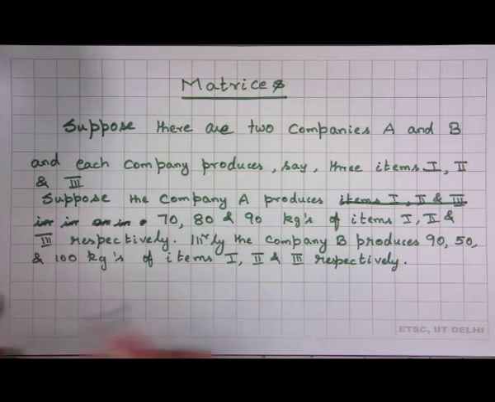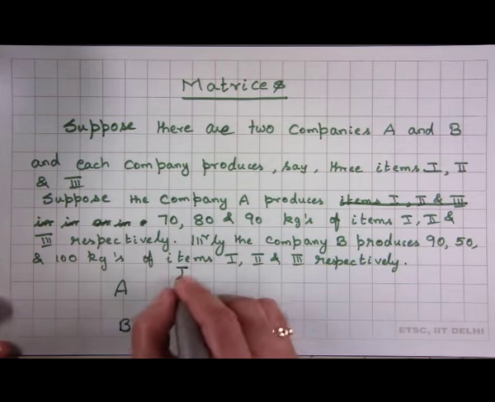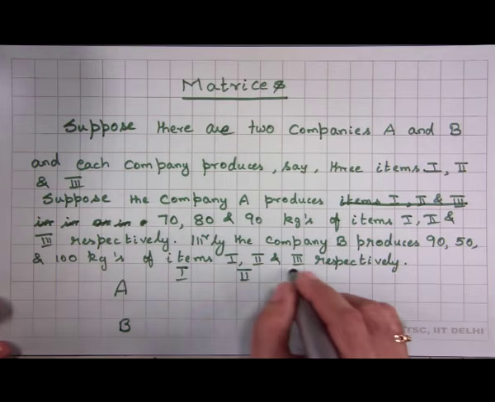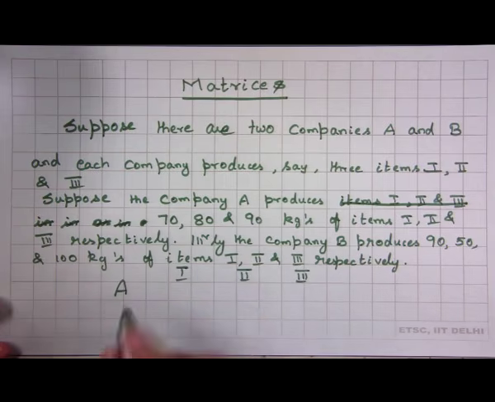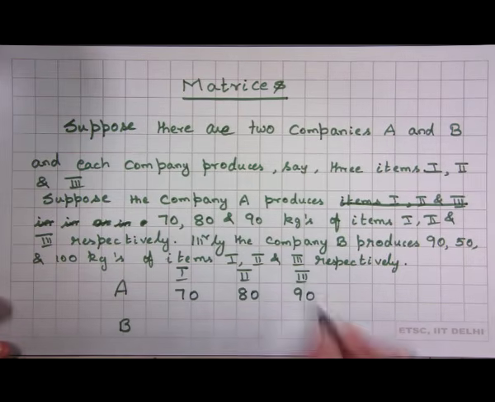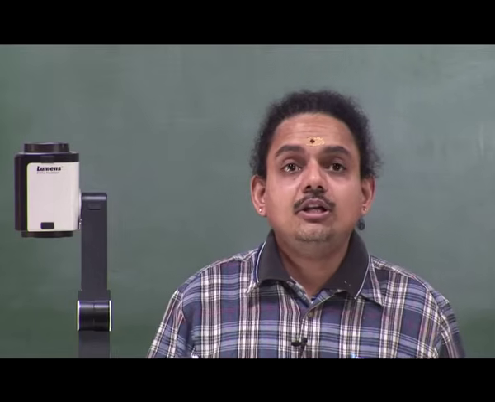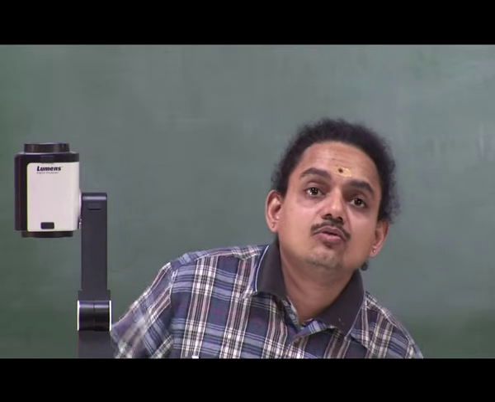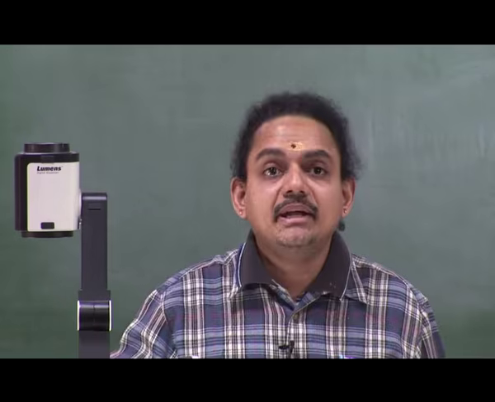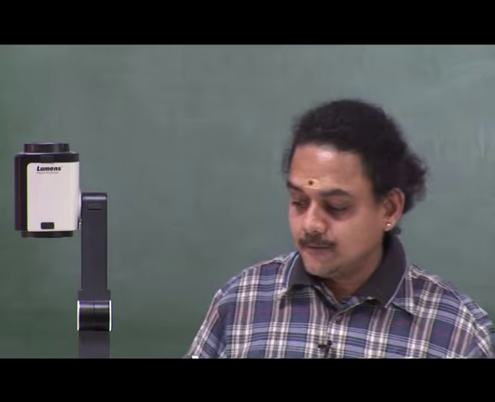Let us write it in some form. Let us put it in the form of a table. I have company A and company B, and on the other hand I have item 1, item 2 and item 3. So, A produces 70, 80 and 90, and similarly B produces 90, 50 and 100. So, this is one of the typical examples for what is known as the concept of a matrix. Now let us write down what a matrix is.